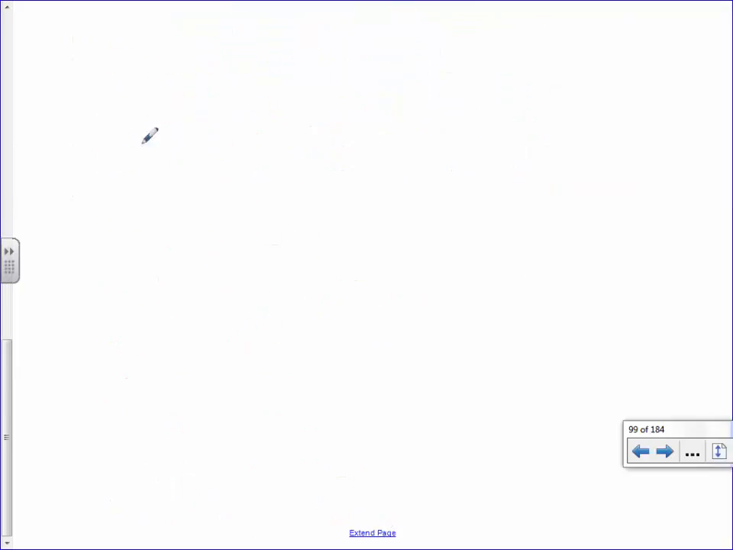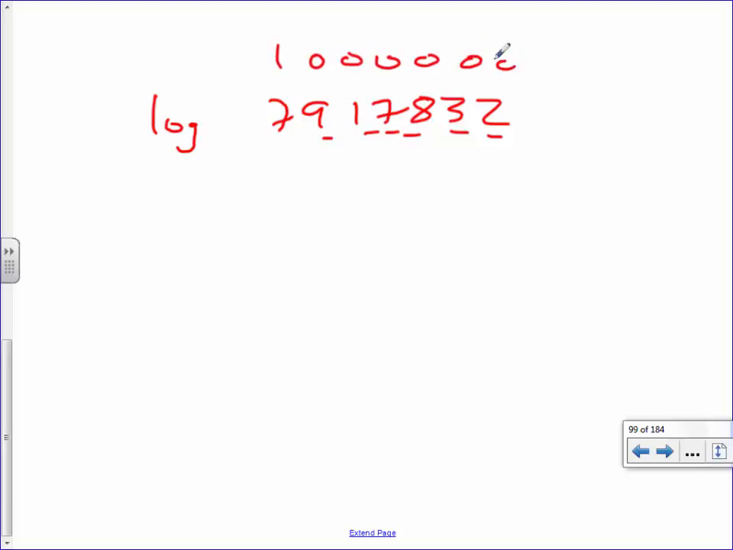Let's just try one more. If I asked you to estimate the log of this number right here, could you guess about how big that number would be? If you had to log it? It's probably going to be 6 point something because there's 1, 2, 3, 4, 5, 6. So it's somewhere between this number here, which if you had to log it would give you a 6, and this number here, which would be 7. So I'd have to guess 6.9 probably. 6.8, somewhere in there.